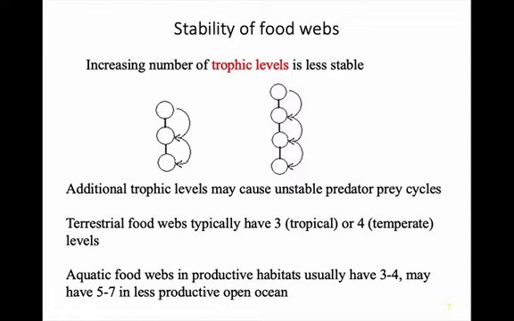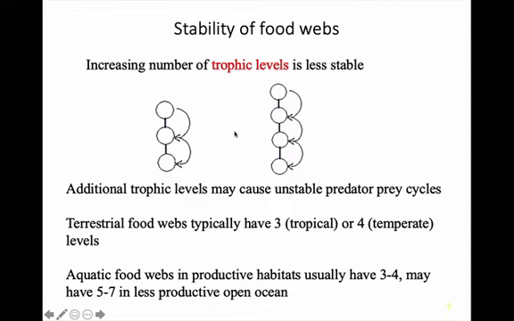And if the predator in one interaction here is eating its prey down to very low levels at the same time that its predator is exerting a lot of predation pressure on this species, then this guy in the middle has the double whammy of having very little food and very high predator pressure. So you can easily go extinct. That is way more likely to happen the more levels you have. The more trophic levels you have, the more unstable predator-prey cycles you have, the more likely it is that you're going to lose one of these levels.